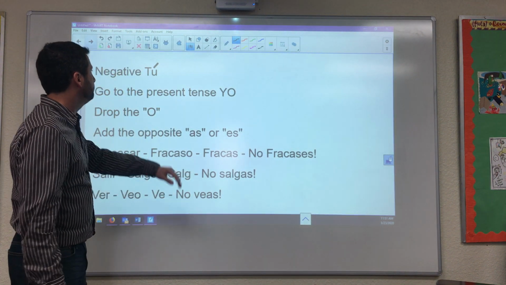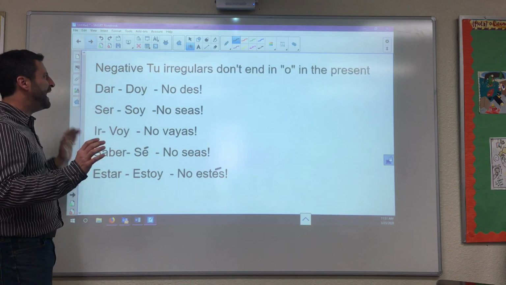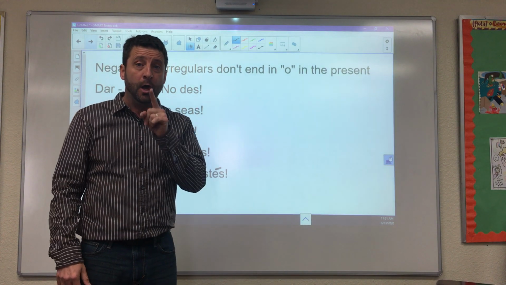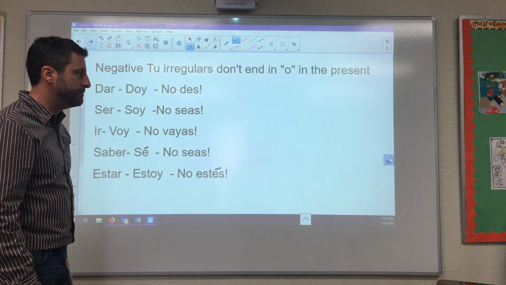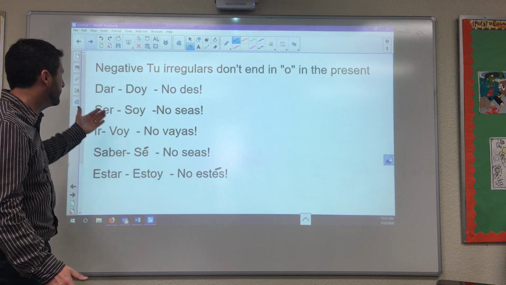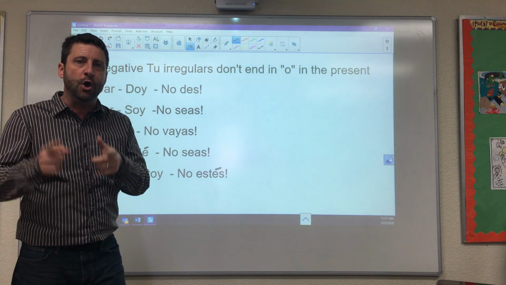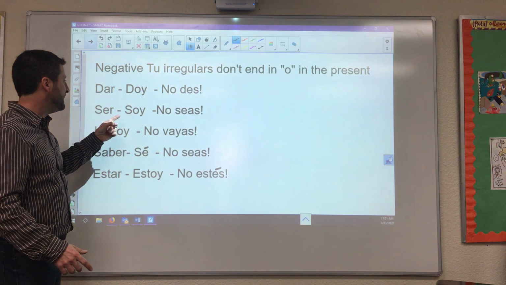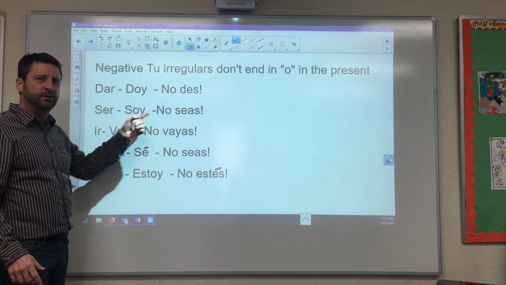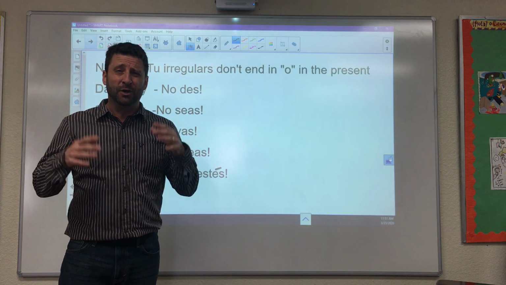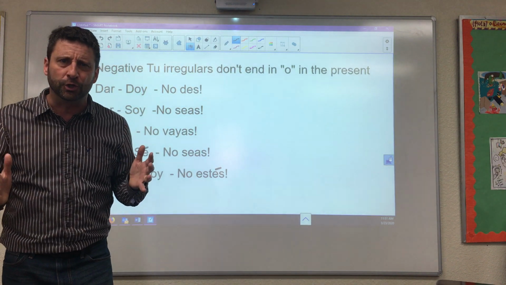Now, the negative tús do have some irregulars, because what happens if they don't end in O when I go back to the yo? Good question. You must just memorize them. They're also on your command sheet, but take a look here. Dar becomes doy. You can't drop the O, so just memorize. Don't give, no des. Or don't be, ser becomes soy, no seas. When we're talking about characteristic and describing somebody, like, don't be foolish, no seas tonto.